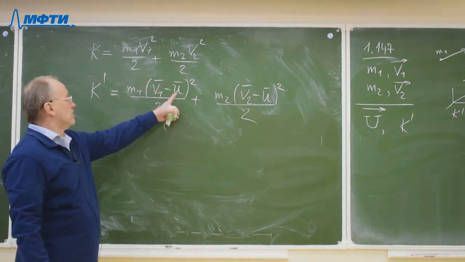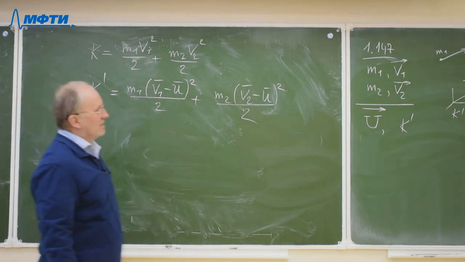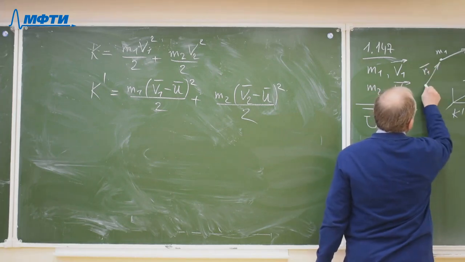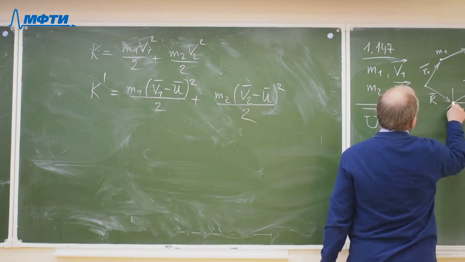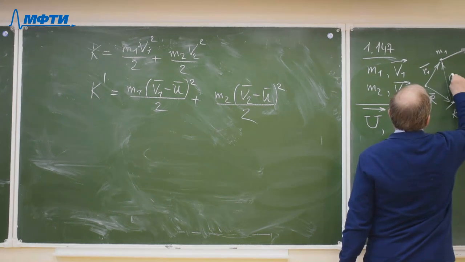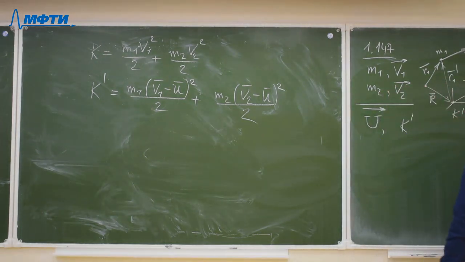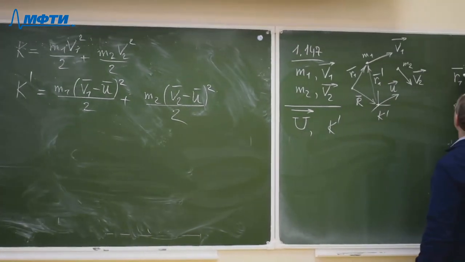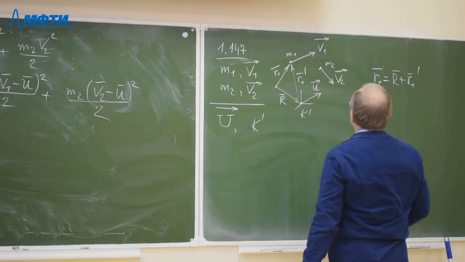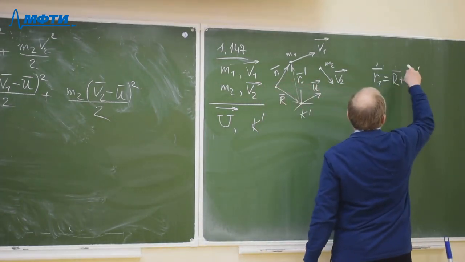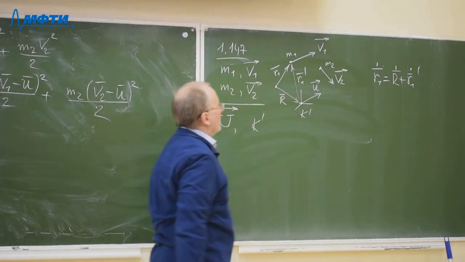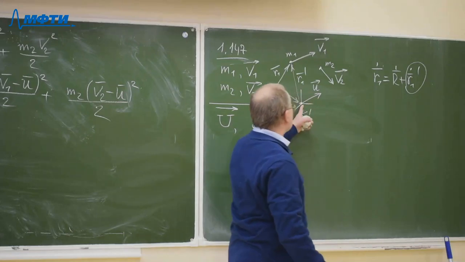Why v1 minus u? If v1 is the velocity of the particle in the ground reference frame, r1 is the radius vector of the first particle, and capital R is the radius vector of the new reference frame, then the radius vector of this particle in the new reference frame is r1 prime. It is a simple triangle, and we can say that r1 equals capital R plus r1 prime. And if you want to find the velocities, we have to put dots here, that is, the time derivatives of the corresponding vectors. And that will be the velocity of the particle in the new reference frame.